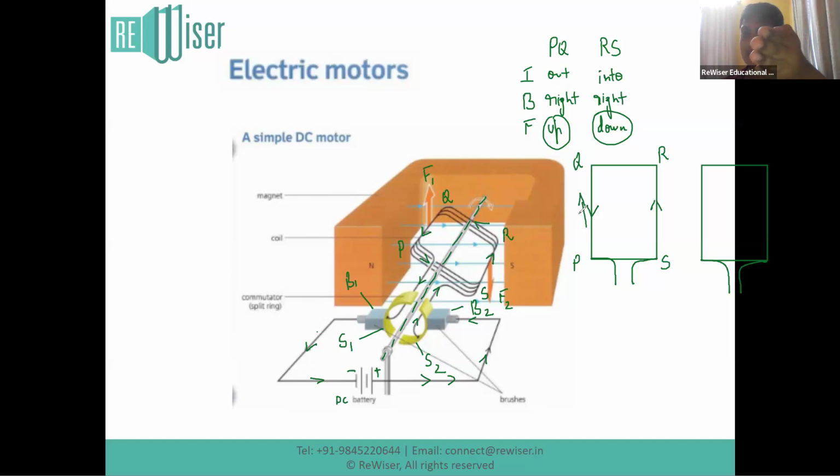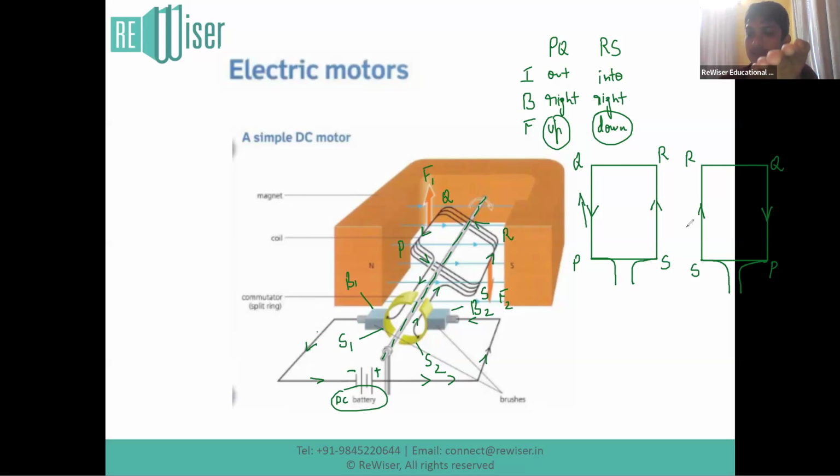But as soon as the body completes half a rotation, I'll tell you what will happen. Half the rotation means P will come here, Q will come here, R will come here, S will come here. Because it's a DC battery, the direction of current doesn't reverse. So if the direction of current doesn't reverse inside the coil as well, PQ will be downwards, RS will be upwards like this, which means the force acting will now be reversed. Force on the left side is up, right side is down; after half rotation, now right side is up, left side is down.